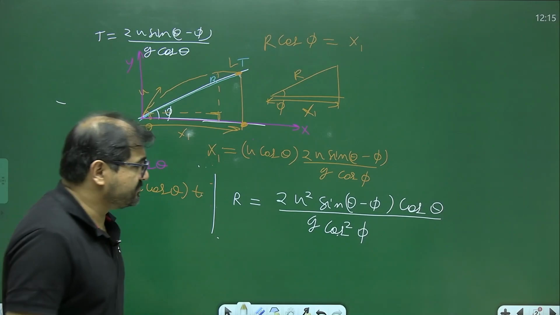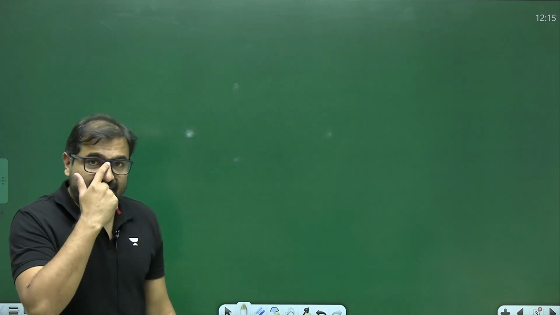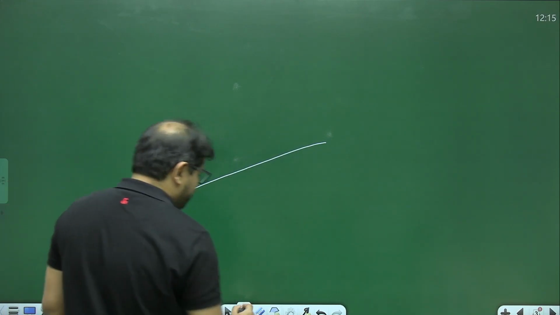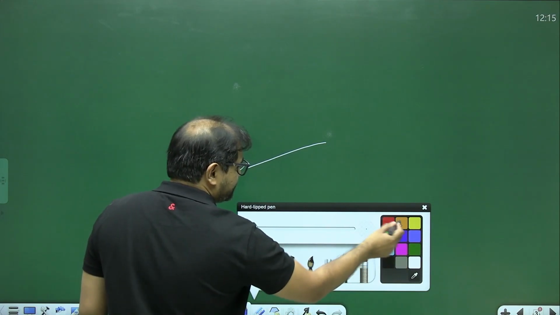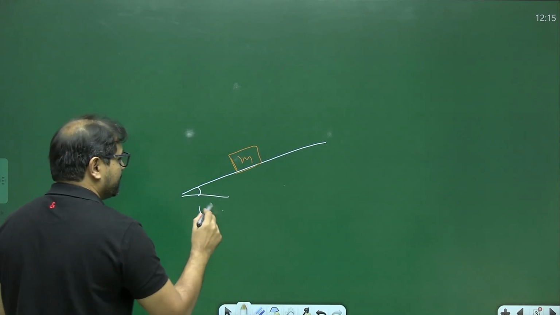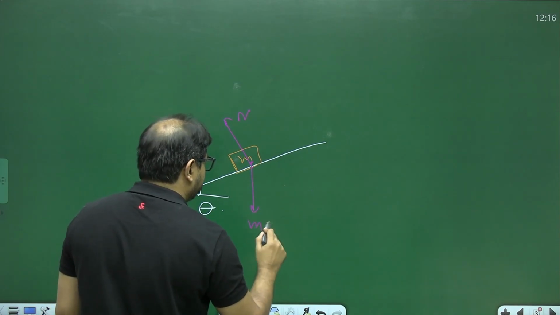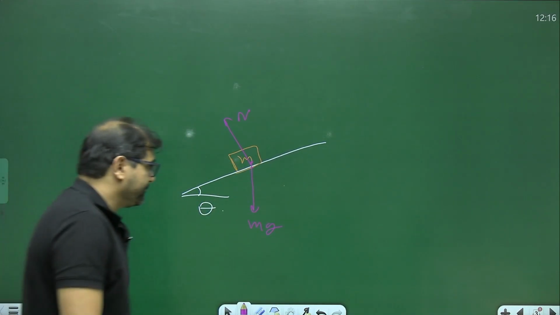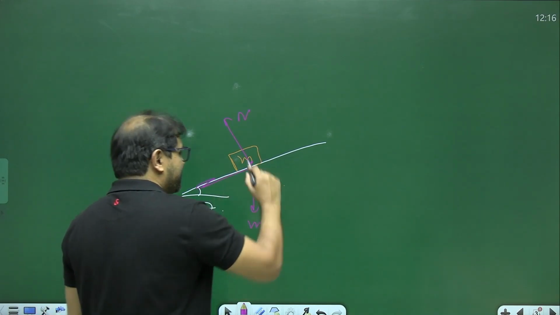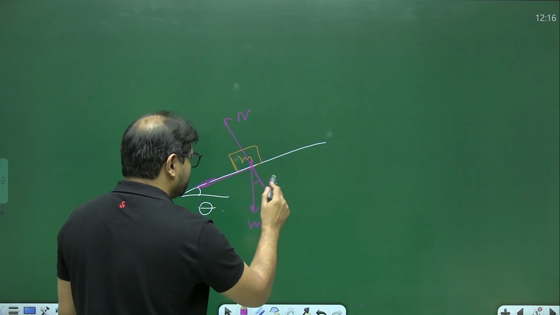Let me take a few more problems, a little bit from the Newton's laws side, where choosing the axis was important. For example, I'll start with a very simple problem: if you put a block on an incline, and these are the forces acting, normal and mg. Generally we do this: we take these as our axes and we take components of mg, right.